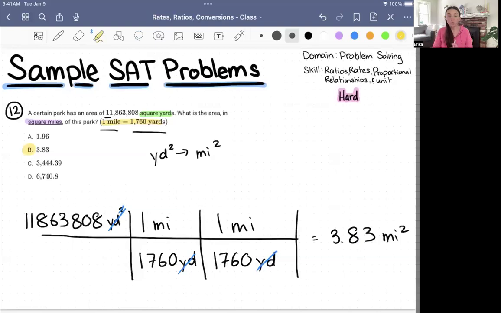So this is really helpful for problems that you don't necessarily know what you're supposed to do, but they give you a bunch of units. You can use a conversion train to solve this problem all the way through.